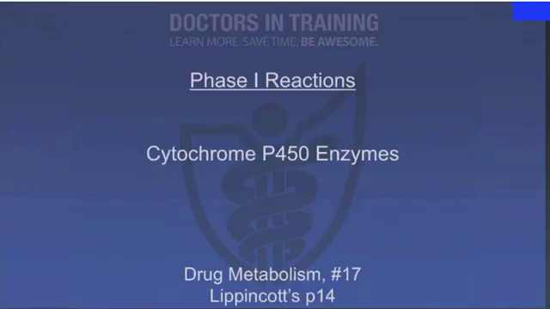The most important enzymes involved in phase 1 reactions are the cytochrome P450 enzymes, and we're going to talk about those extensively in just a moment. But there are other enzymes involved that are not P450 enzymes, enzymes involved in amine oxidation, alcohol dehydrogenation, hydrolysis, and esterases. And it's important to note that elderly patients generally lose their ability to perform these phase 1 reactions first.